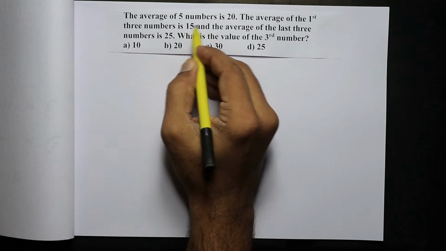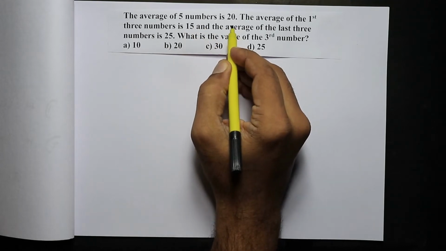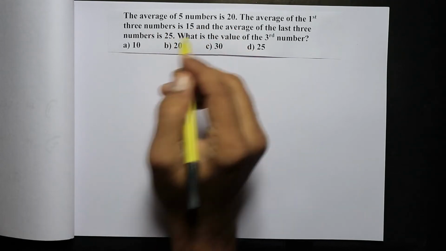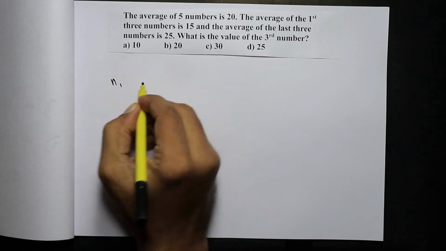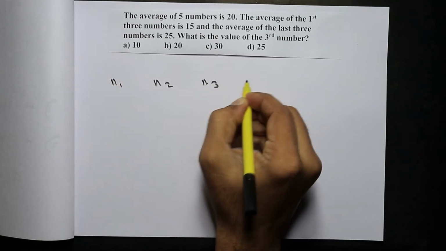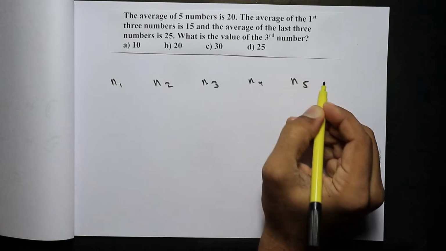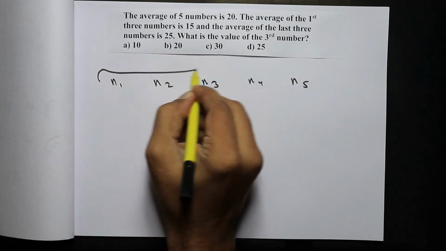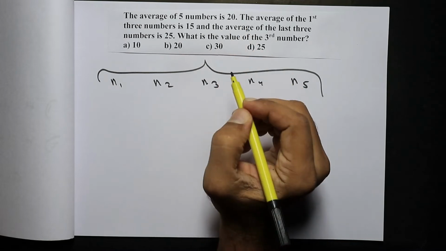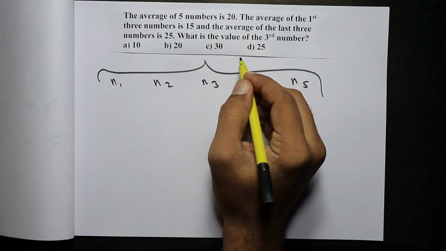The average of 5 numbers is 20. So I'll just represent that data here. So 5 numbers are there. I'll take it as N1, N2, N3, N4 and N5. 5 numbers and their average is 20. So let us calculate their total sum.